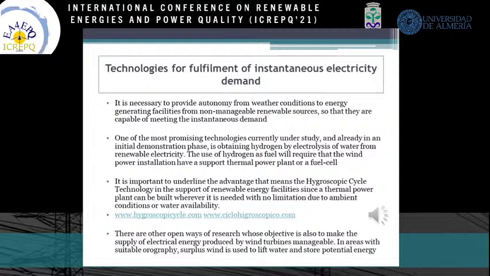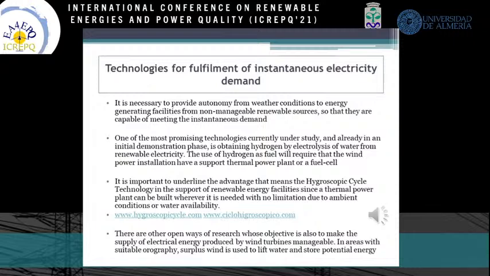One of the most promising technologies currently under study and already in an initial demonstration phase is obtaining hydrogen by electrolysis of water from wind electricity. Obtaining hydrogen will mean the availability of a fuel that can be stored to meet the demand for electricity deferred from the time it's produced.